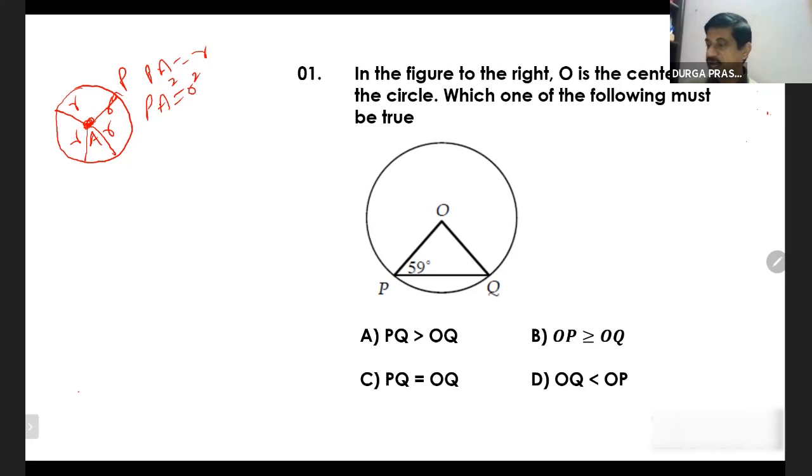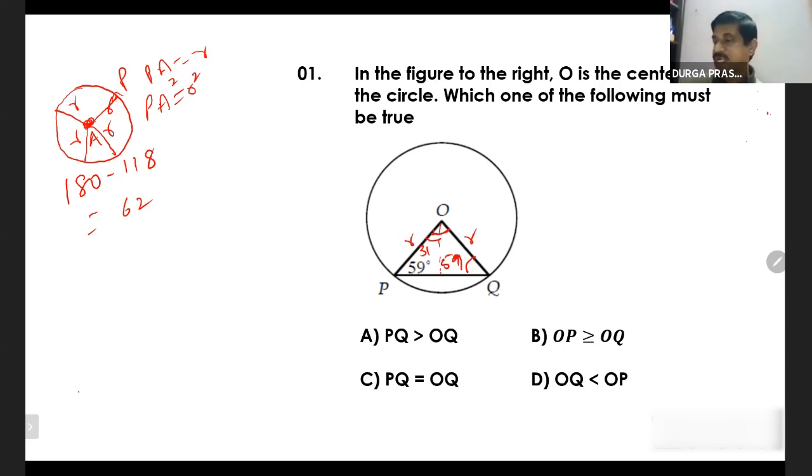So if this is 59, this is also 59, right? So what should this angle be? It is 180 minus the sum of these two. So it is 180 minus 118, that is 62. So therefore, if you take this angle, it should be 31, which is approximately equal to 30.